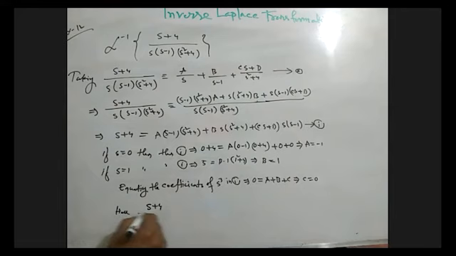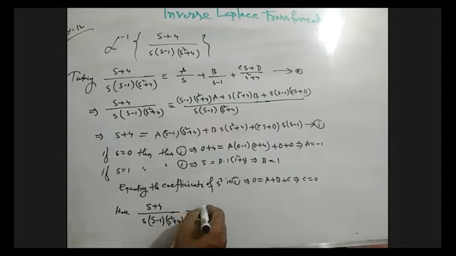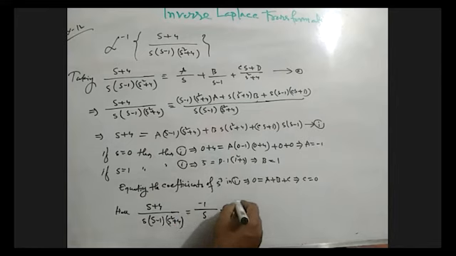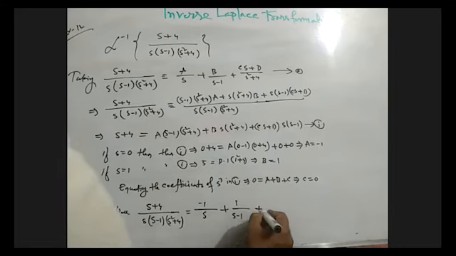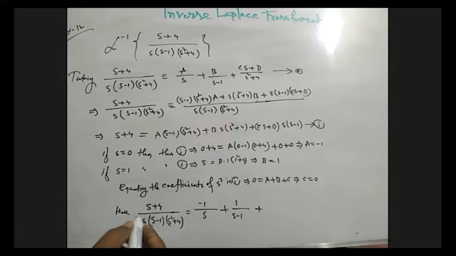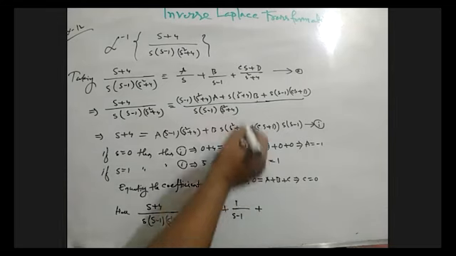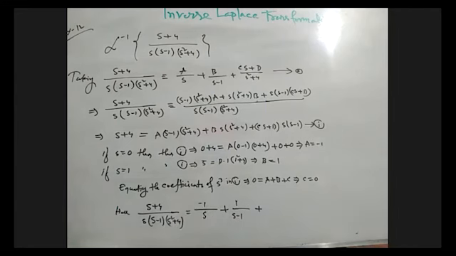(s plus 4) divided by s into (s minus 1)(s square plus 4) can be written as a divided by s, that is minus 1 divided by s, plus b, that is 1 divided by s minus 1, plus 0 divided by... okay, so cs, c means 0, but there is another constant for finding d.